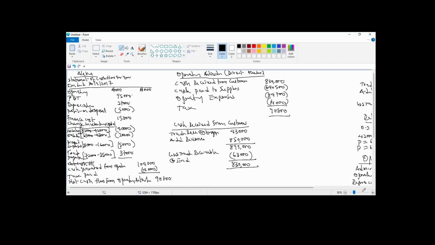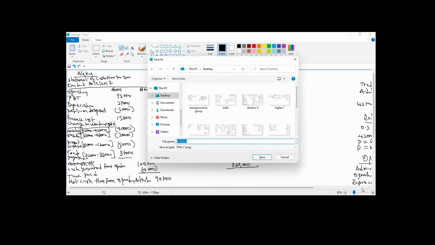So next week, assignments, COVID-19 question, both direct and indirect method. Get net cash flow from operating activities using both direct and indirect.